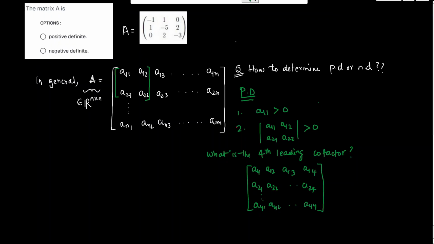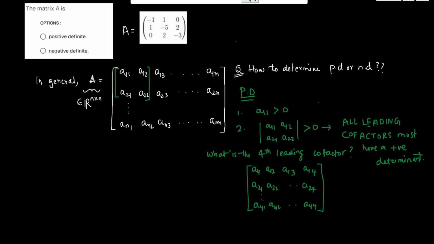So you must have got the pattern. In general, you can define the rth leading cofactor. So the condition is that all leading cofactors must have a positive determinant. So these are the two conditions to determine if a particular matrix is positive definite.